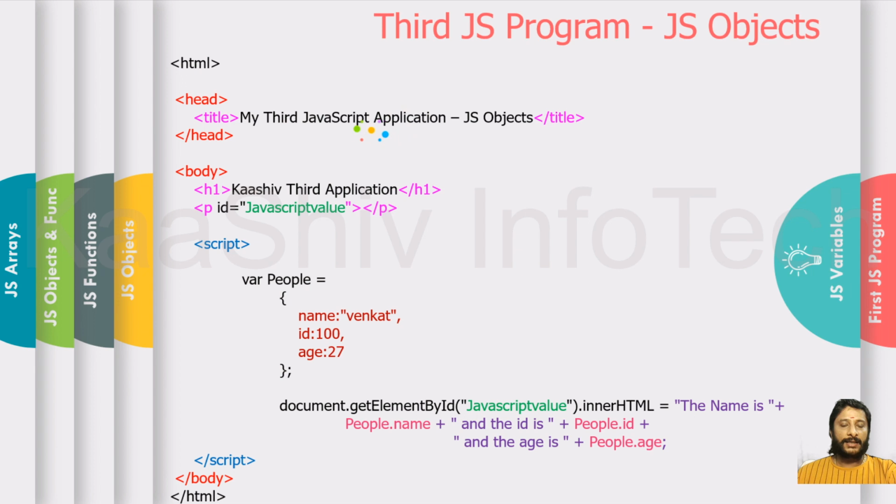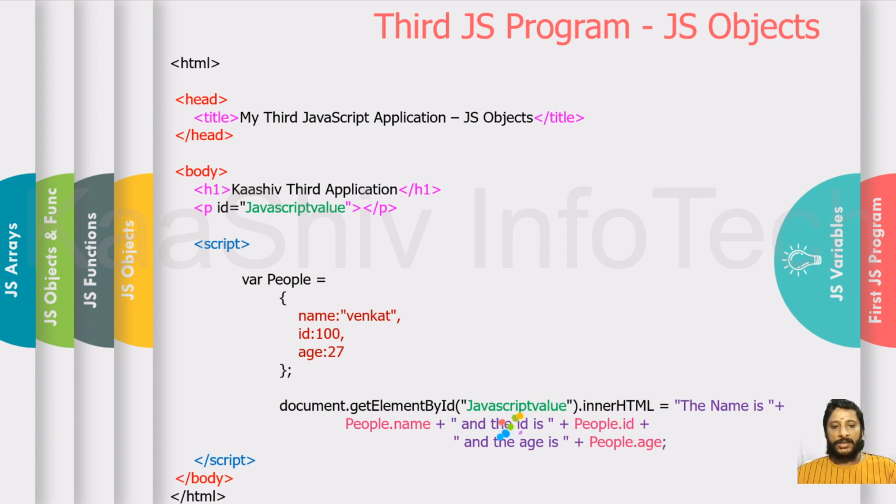Now I got the title tag. You got your slash head. You got the body tag. You got the h1 paragraph tag, script tag. You got the people. You got ID, name, and everything. So everything is put in this particular box, and you got your JavaScript value. The name is people.name. And ID is people.id.